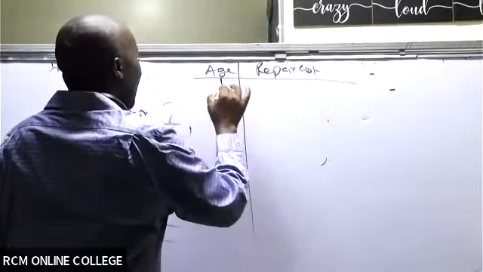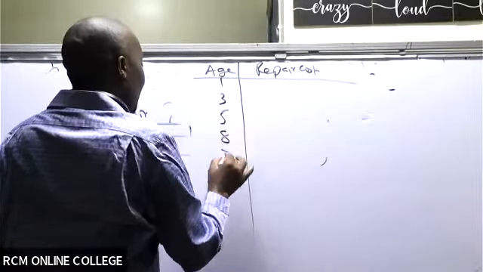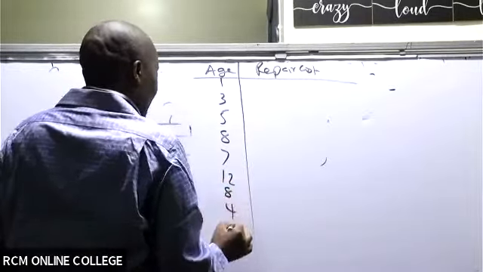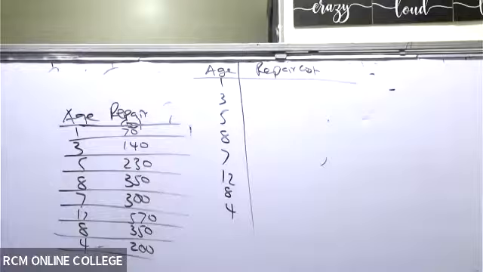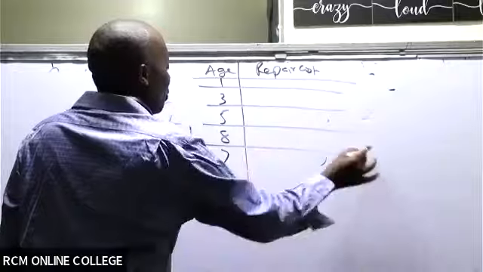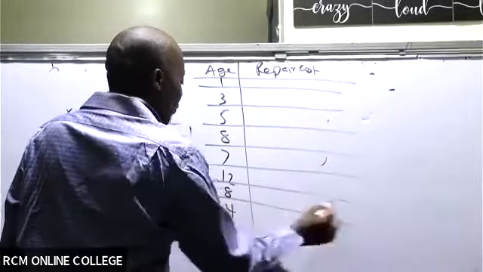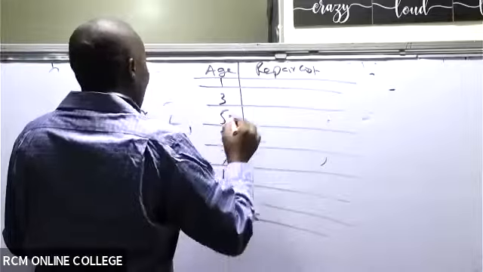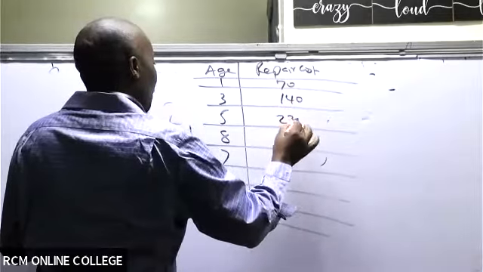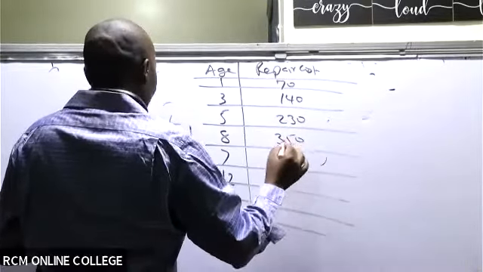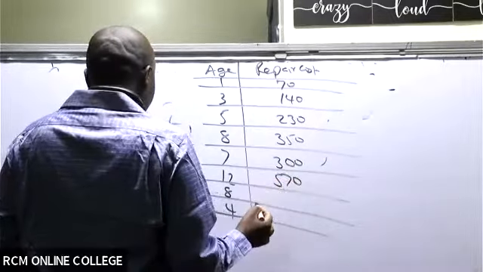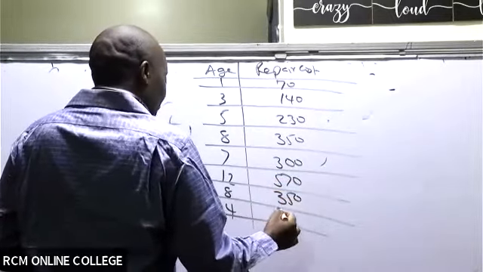So we have here 1, 3, 5, 8, 7, 12, 8, 4, 8, 4, 8, 4 like that. And then of course we have now the corresponding repair costs. The corresponding repair costs, what do we have here? I have 70, 70, 140, 230, 350, 300, then we have 570, then we have 350, then lastly we have 200.